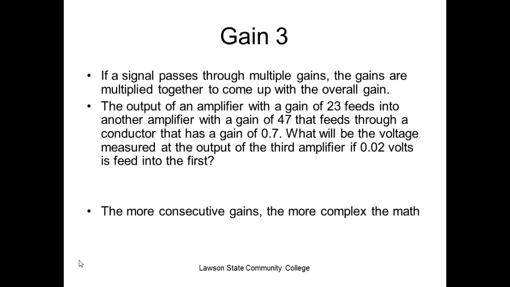If a signal passes through multiple gains, the gains are multiplied together. That's what people don't understand too. You know, I say I've got an amplifier, and this guy here has a gain of 100, and I feed that into an amplifier that's got a gain of 100. What would be my total gain?